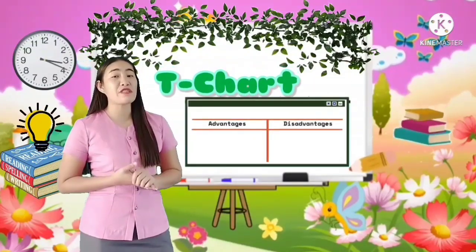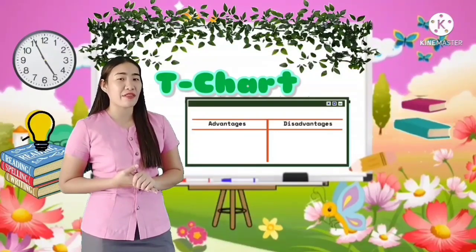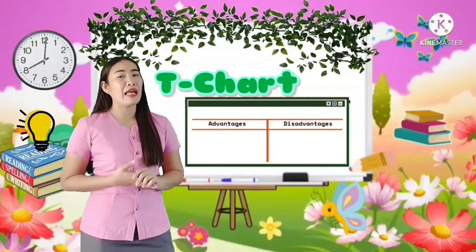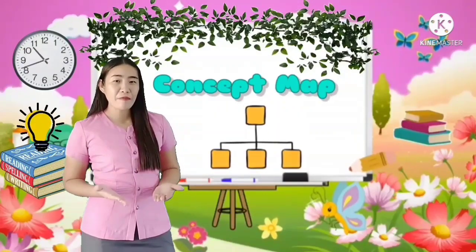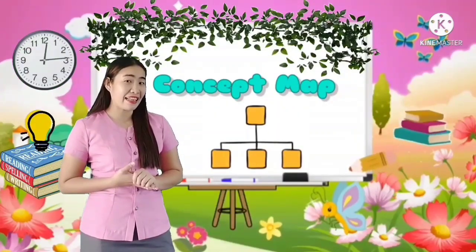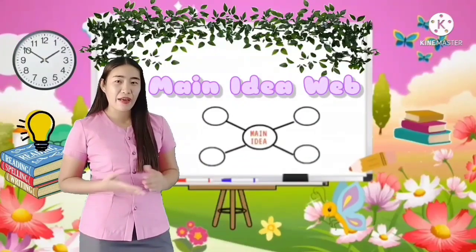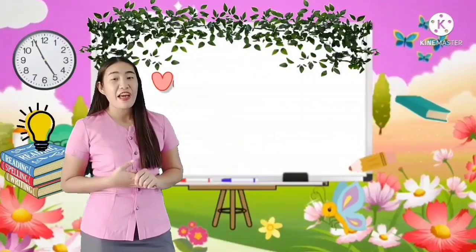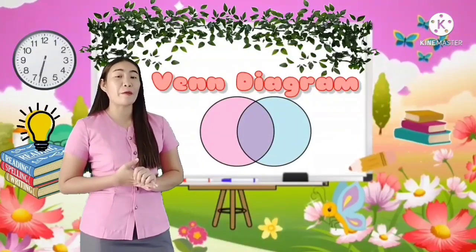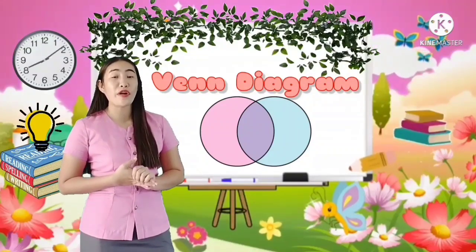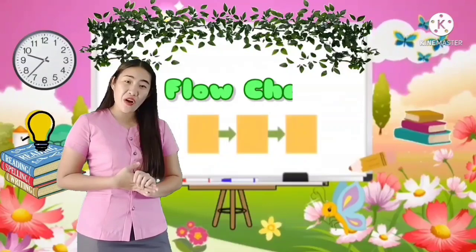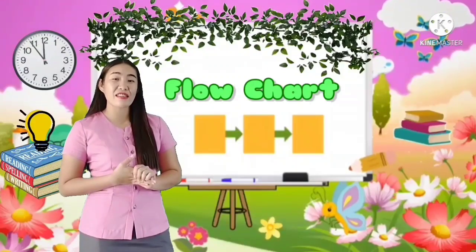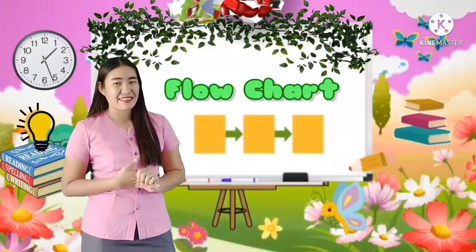A T-chart is used for text that presents cause and effect relationships, advantages and disadvantages, and even for problem and solution text. A concept map is used for visualizing the ideas easily. A main idea web is primarily used for brainstorming and generating ideas. A Venn diagram is used for comparing and contrasting two or more groups of things. And a flow chart or a sequence chart is used for sequencing and arranging events, steps, or processes.